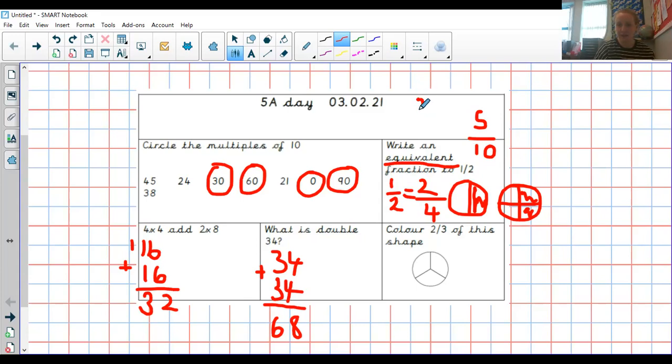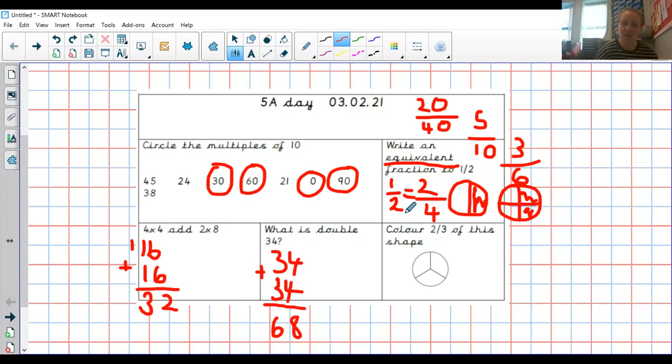If I put 20 on the top and doubled it and put 40 on the bottom, 20 40ths, that is equivalent to a half as well. If I put 3 on the numerator, the top, and doubled it and put 6 on the bottom, 3/6, that is equivalent to half as well.